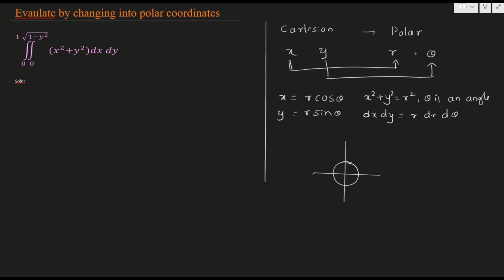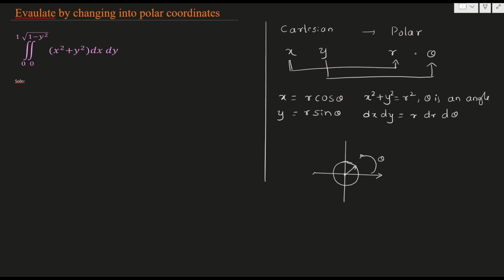Suppose this is your circle. What is r? It is a radius vector. It varies from here, 0 up to r. This is our radius. Like this it varies. And theta, how do you measure it? Theta starts from here and moves like this, in the anti-clockwise direction. Theta we have to measure like this.